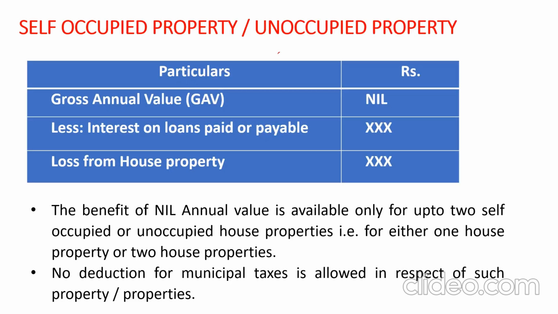Self-occupied property and an unoccupied property. What is the computation format? Gross annual value is always nil. Less interest on loans paid or payable, and you end up with a loss from house property. Now, the benefit of the nil annual value is available only for up to 2 self-occupied or unoccupied house properties, that is, for either one house property or 2 house properties, and no deduction for municipal taxes is allowed in respect of such property or properties.